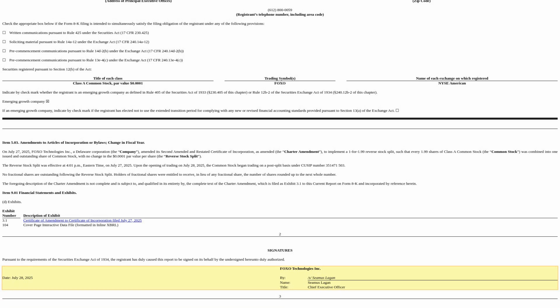What's your take on this move by FOXO Technologies? Do you think reverse splits are a smart strategy or a sign of trouble? Let us know in the comments below.